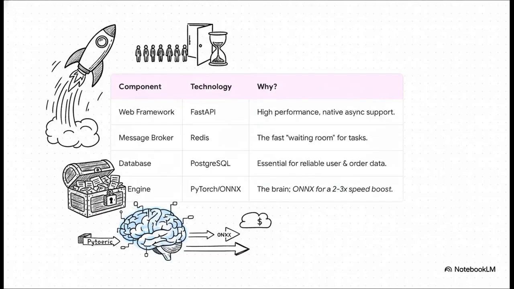And this is the tech that makes it all happen. We use FastAPI because it's built for this async speed. Redis is the perfect, lightning-fast waiting room. You absolutely need a solid database like PostgreSQL for user data. And here's a little pro tip for the AI itself. Converting your model to a format like ONNX can literally make it run 2 to 3 times faster. That can save you a ton of money on server costs down the line.